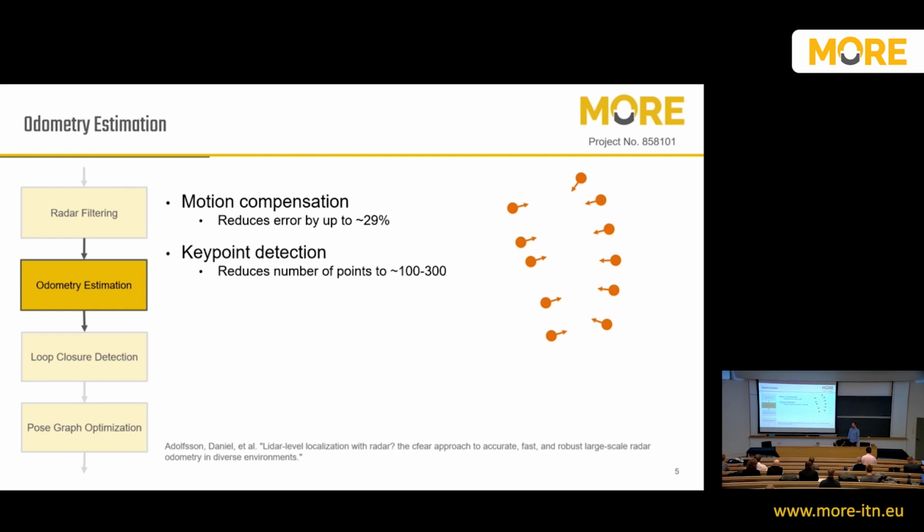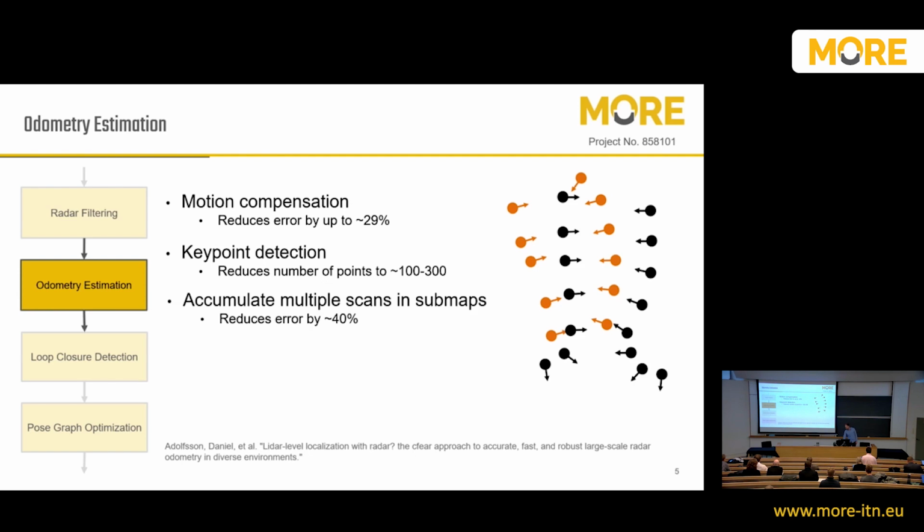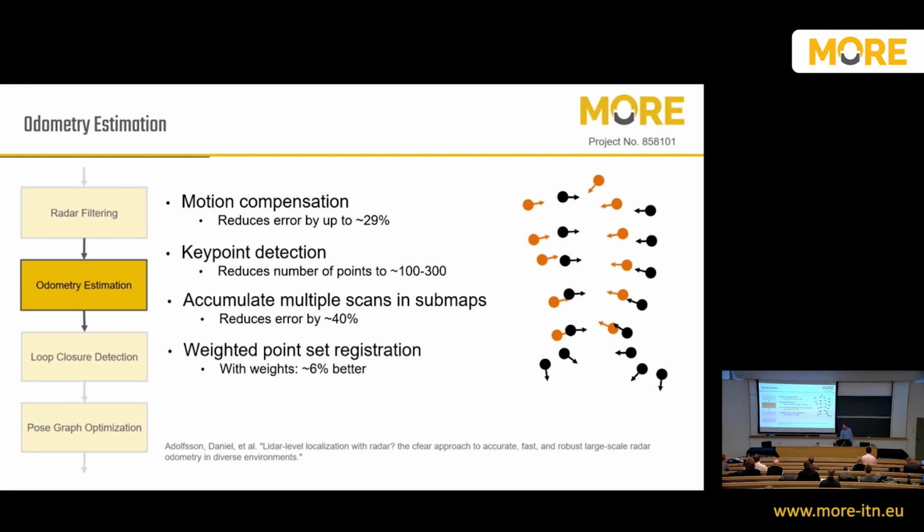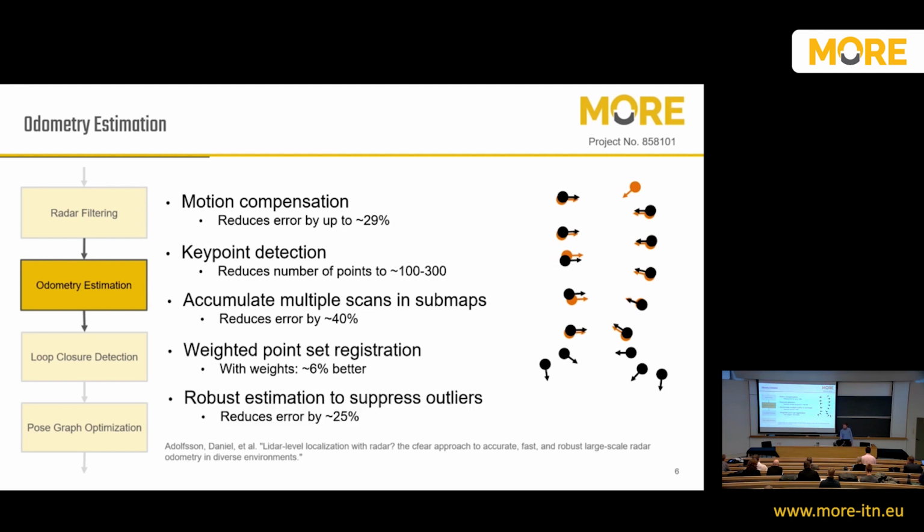Then, when we use scan matching, we not only use 2 consecutive scans, but we use submaps that are constructed of several different scans to have a richer representation of the environment. We then also weight some correspondences here to have a greater influence in the registration process, which further improves our performance. Then the registration looks something like this, and by this we get the motion increment of the robot.